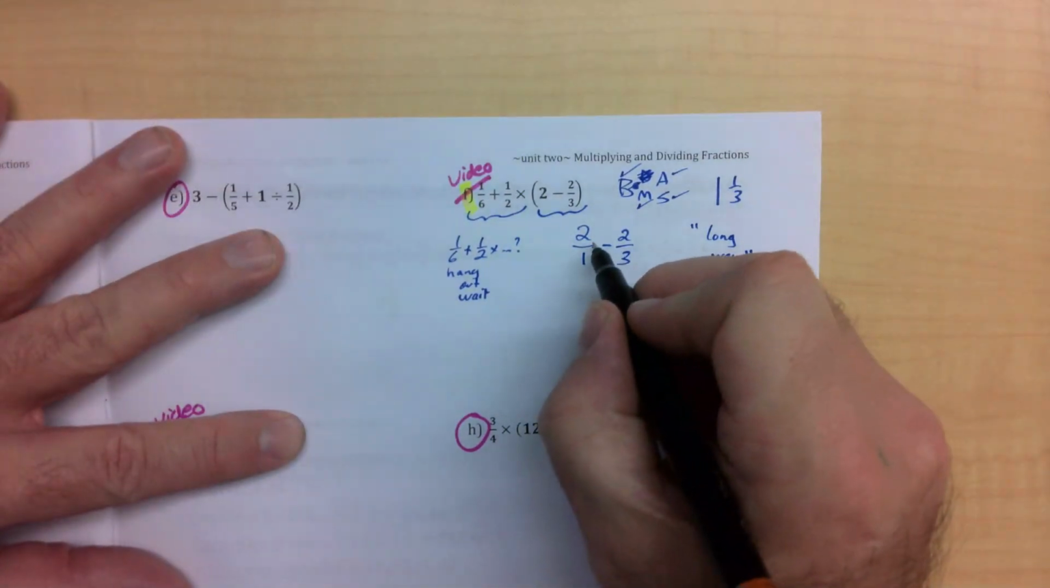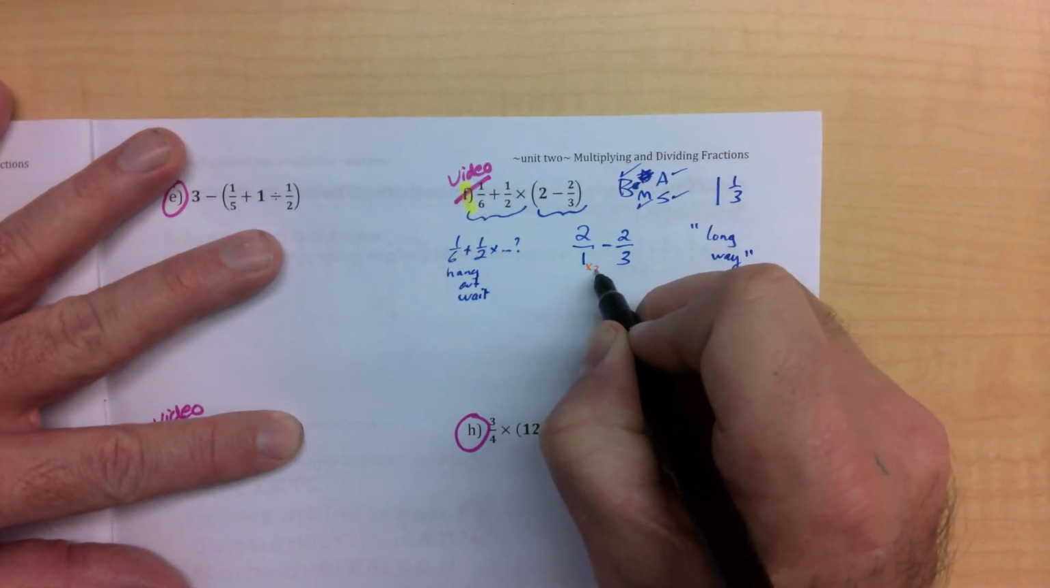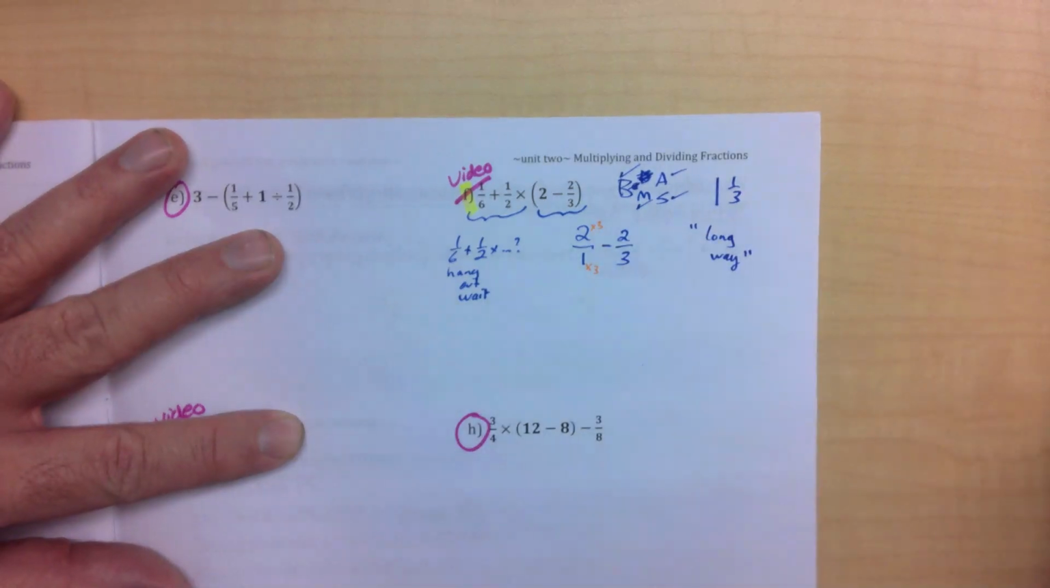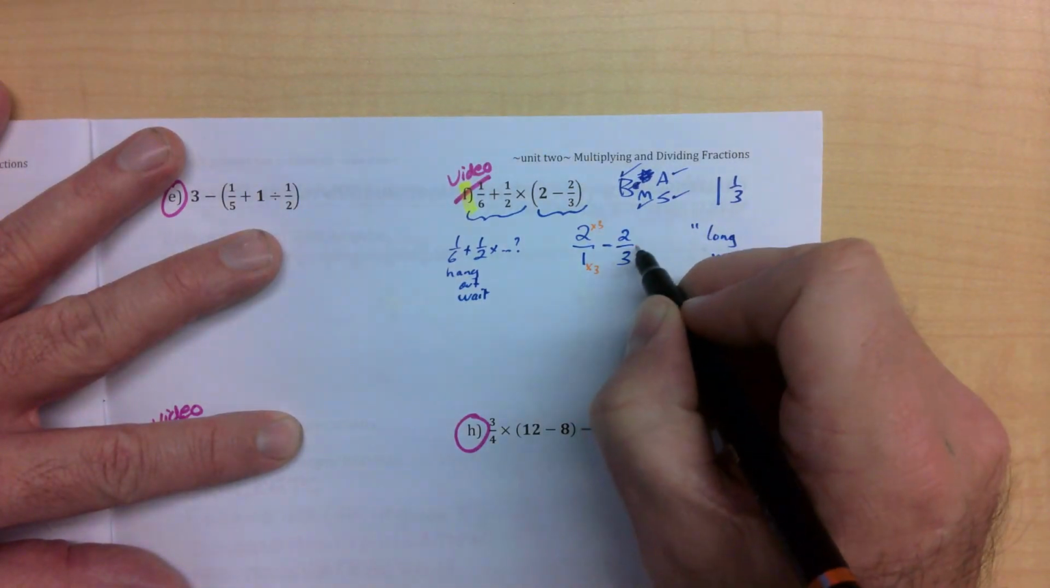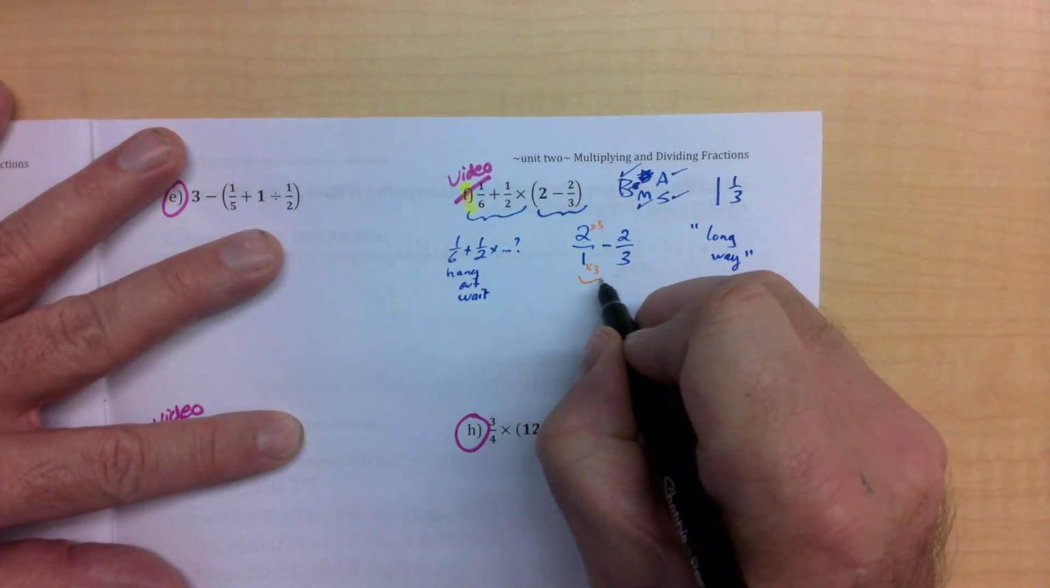So 2 is the same as 2 over 1. You need a common denominator. So that means I've got to multiply this fraction by 3. Okay, I can leave this fraction alone. You don't always have to change both denominators. The whole goal is to get a common denominator.